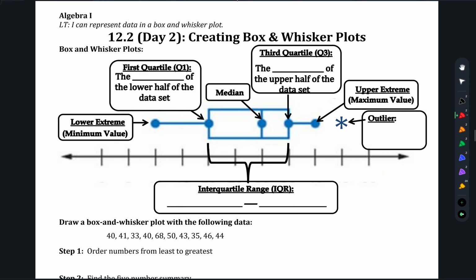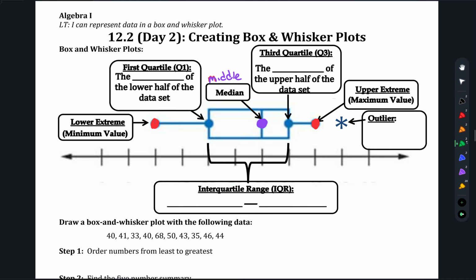To recap our vocab, the ends of our box and whisker plots, aka the whiskers, represent our low value and our high value, our minimum and our maximum. We take our data points, order them from least to greatest, and find the median. The median represents the middle value, and that goes right in the center of our box. The median divides my data into two halves, 50% below, 50% above.